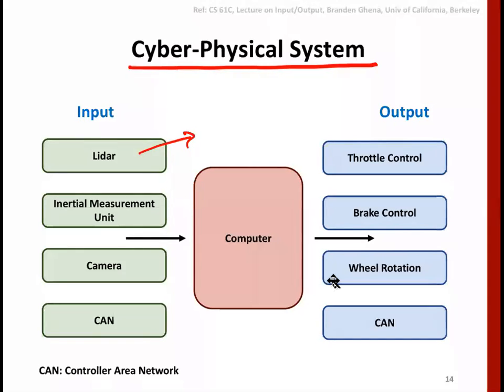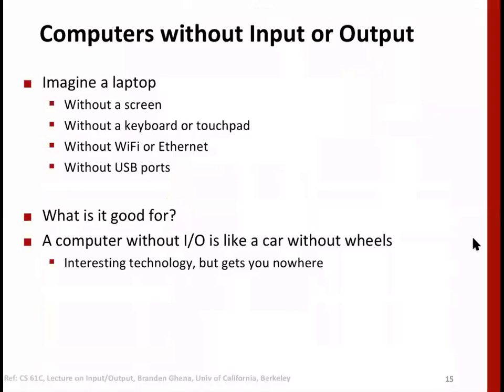We call it a controller, or embedded controllers, which are nothing but computers, that in turn talk to each other. A brake unit, for example, might be talking to some sensor unit and some other parts of the car. So the local area network for that we call CAN. And output, of course, will be throttle control, brake control, wheel rotation, and so on. All right, so let's now move to the next one. Can you imagine a laptop without IO?